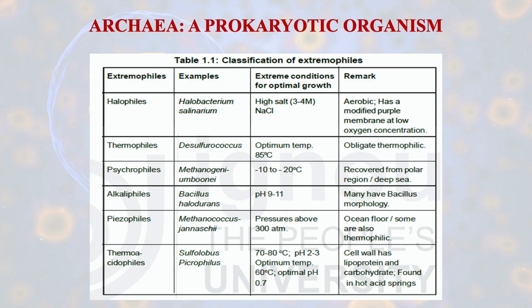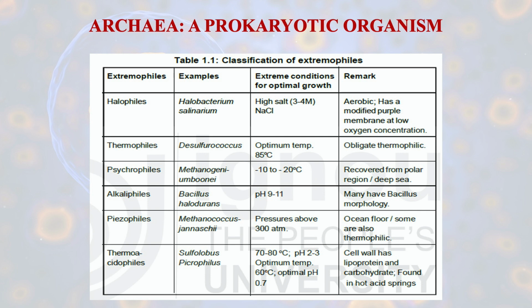Now, how do we define the extremophiles? We define the extremophiles according to the survival condition of the archaea. For example, halophiles survive at high salt conditions of sodium chloride, and thermophiles, such as D. sulfurococcus, survive at high temperature up to 85 degrees centigrade, and psychrophiles can survive at very low temperatures, -10 to -20 degrees centigrade.